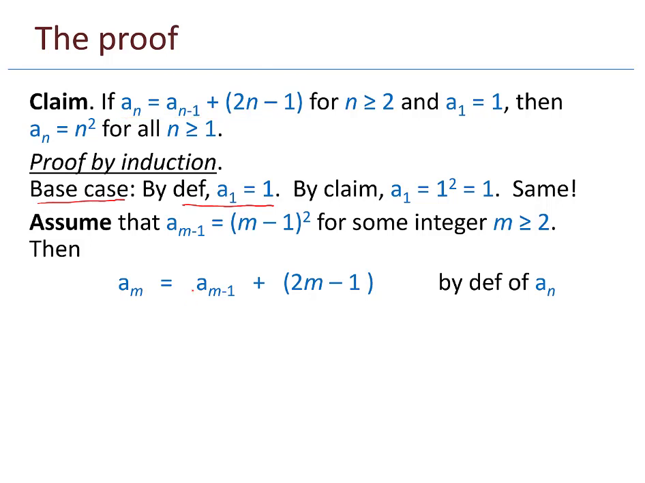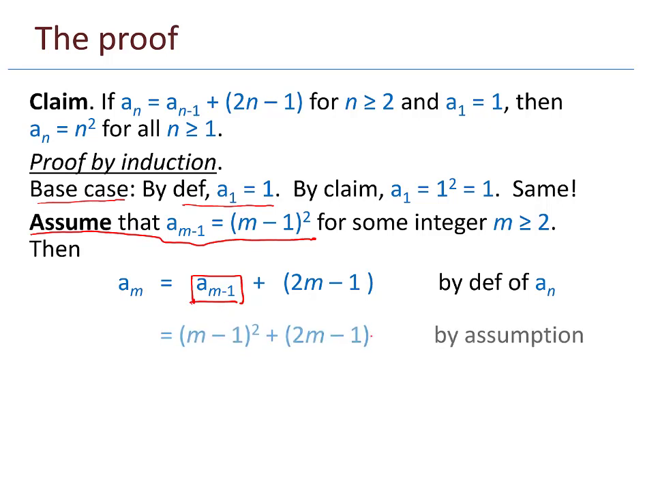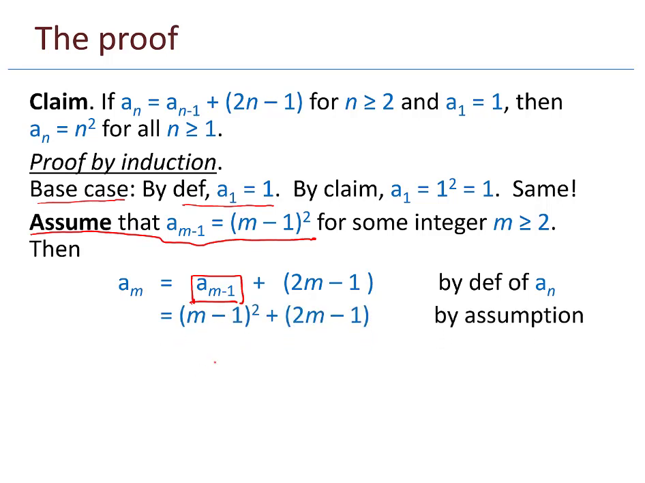But look, as part of that definition, I have an a sub m minus 1. And now we see why I made this particular assumption. Because I've assumed that a sub m minus 1 is (m minus 1) squared. So I can replace that boxed term with (m minus 1) squared. That was my assumption. Now let's do some algebra and simplify things.